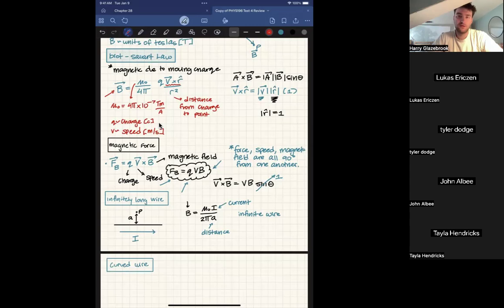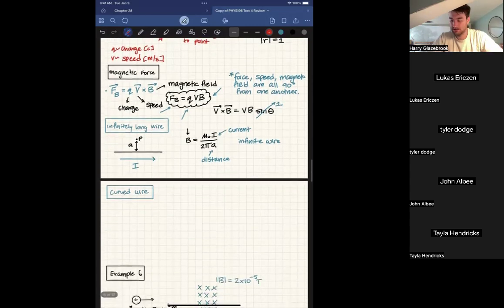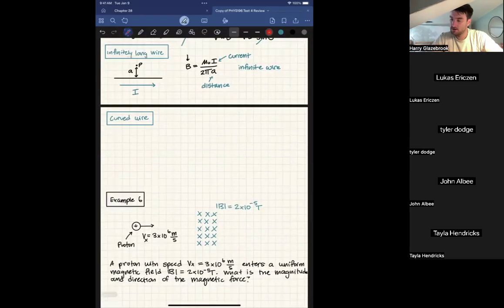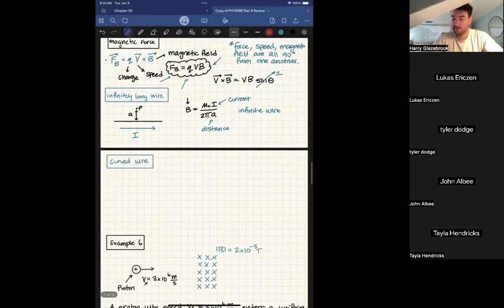Cool. But yeah, it shouldn't be too hard to memorize, especially after you do some practice. Okay. So again, this is for an infinitely long wire. That's a good way of finding the magnitude of the magnetic field.